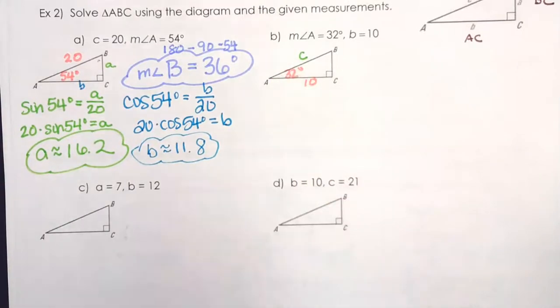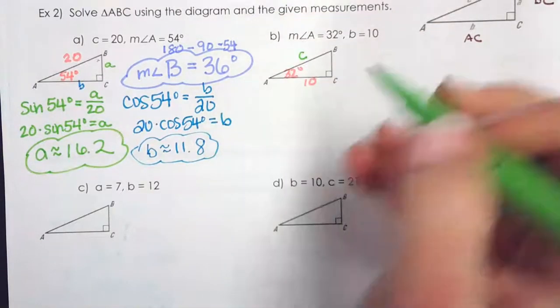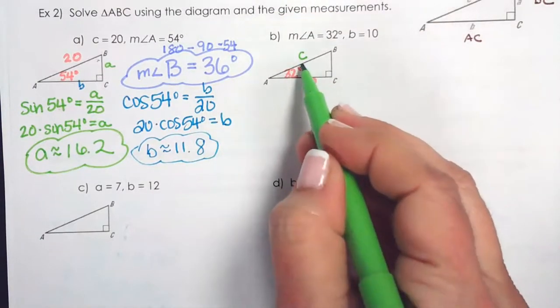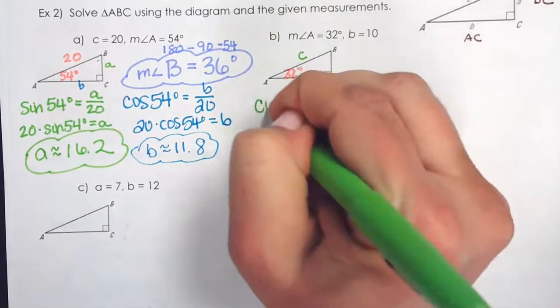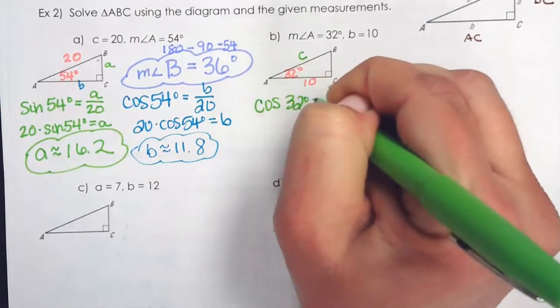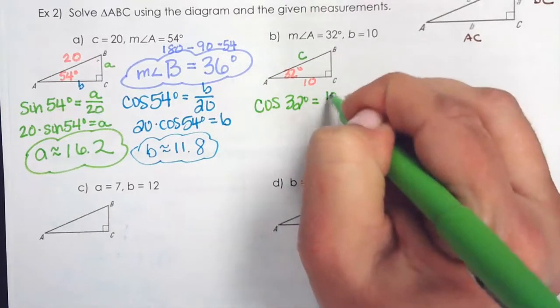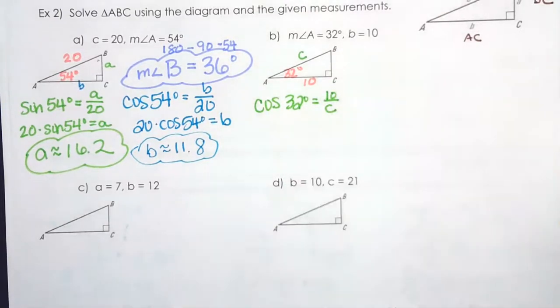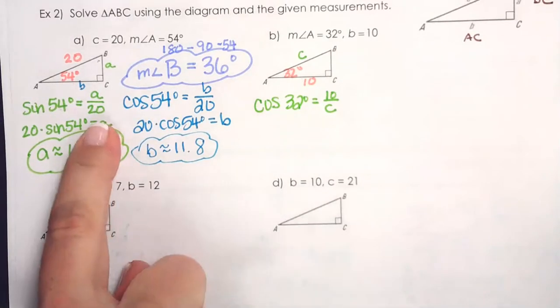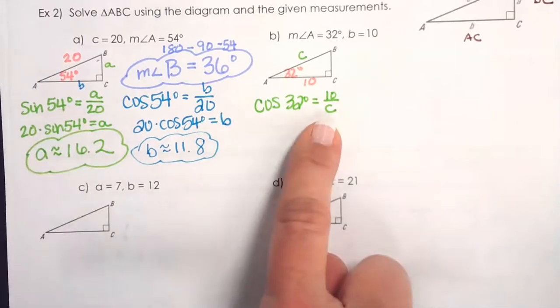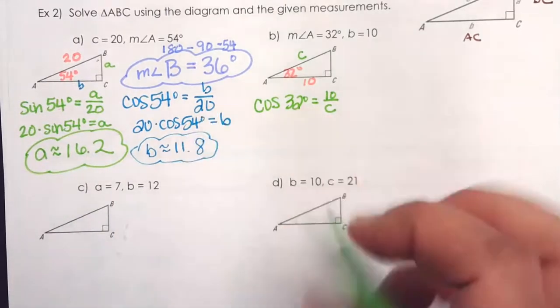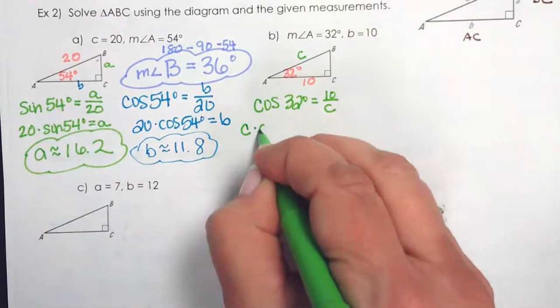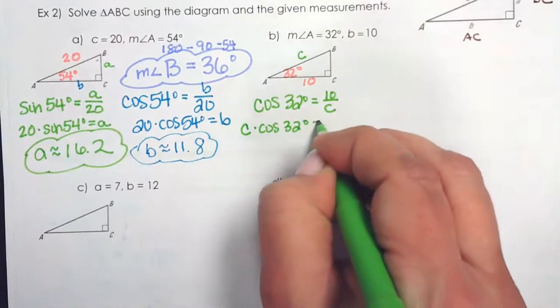What would we need to use for that? What's adjacent and hypotenuse? Cosine. So I'm going to say the cosine of 32 degrees equals my adjacent, which is 10, over the hypotenuse, which is C. Now, these steps for solving are a little bit different. Didn't we clear the fraction before? That's what we want to do here. We need to think about multiplying by C. So I have C times the cosine of 32 degrees equals 10.